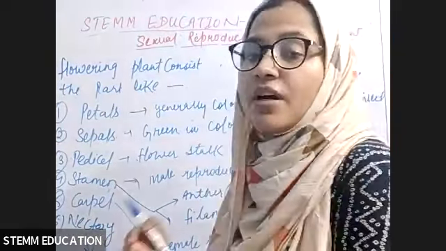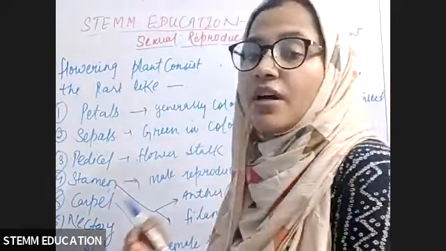What is the function of pollen grain on ovule? Could you please tell me where the ovule is located? Yes, inside the ovary. That's right. And what is pollen grain? Pollen grain is generally located in the anther. It is found in the anther.